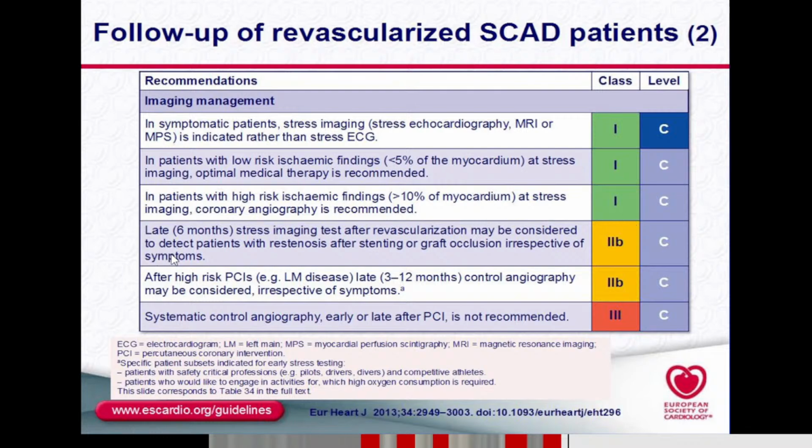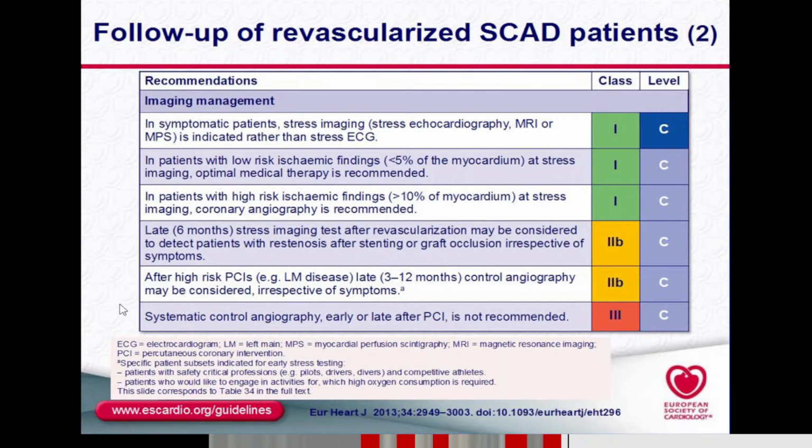Late, after 6 months, stress imaging test after revascularization may be considered to detect patients with restenosis after stenting or graft occlusion, irrespective of symptoms. But in general, the absence of angina attack after the stenting is the good prognostic factor. It usually shows us that the stent works properly.